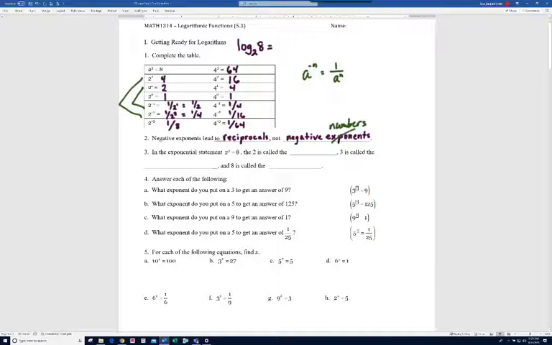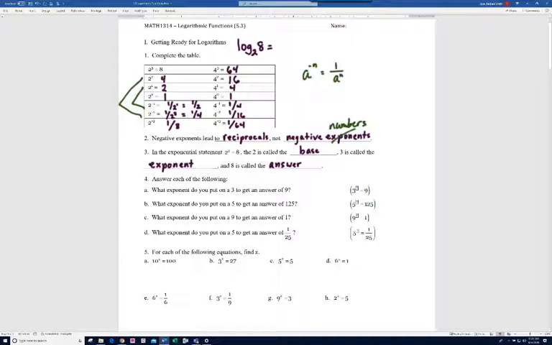All right, in number 3 it says, in the exponential statement, 2 cubed equals 8. So let's see if we know the parts here. The 2 is called the base. The 3 is called the exponent. And honestly, we don't really have a great word for the 8 there, so I'm just going to call it the answer. All right, so let's move down to the bottom.